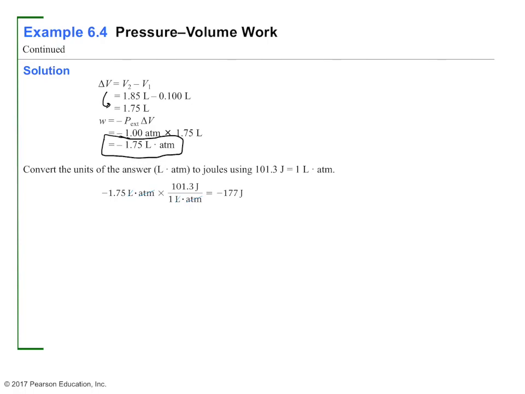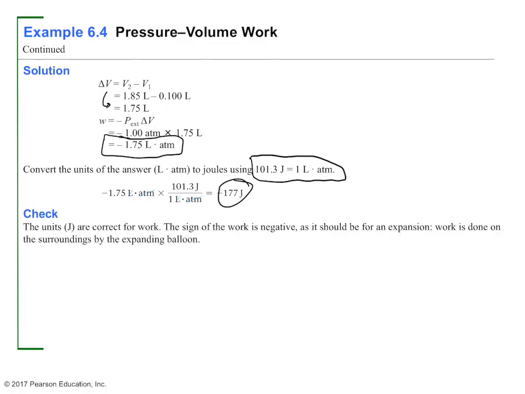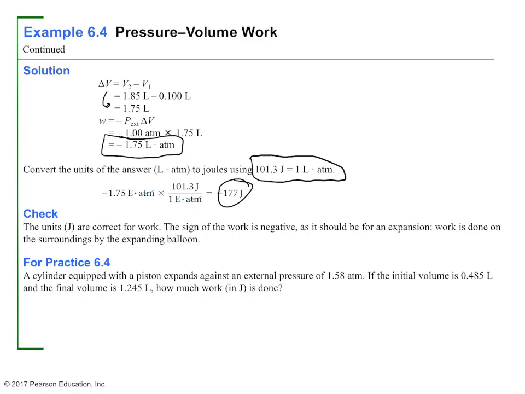Now we're going to convert the units, liter atm, to joules using that 101.3, and that gives us negative 177 joules. The units joules are correct for work. The sign of the work is negative, as it should be for expansion. Work is done on the surroundings by the expanding balloon. So it's working on the surroundings by the expanding balloon.